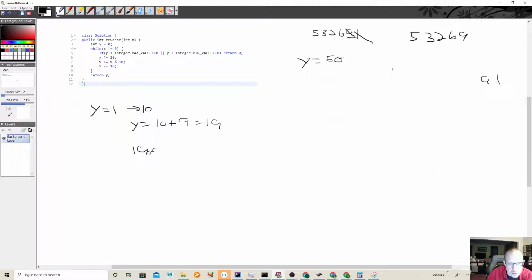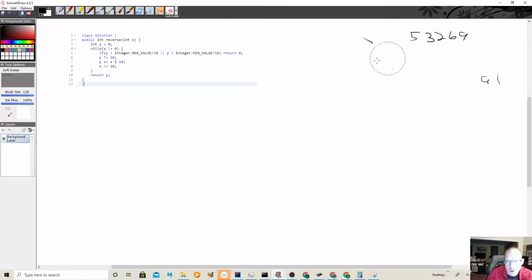So 19 times 10 is 190. And then you're going to add this digit, which is 6. Great. Then you can do it again. So 196 times 10 is 1960, plus 2. You get the idea. It's just going to go down the line and do that until this number becomes 0. So hopefully you understand that.